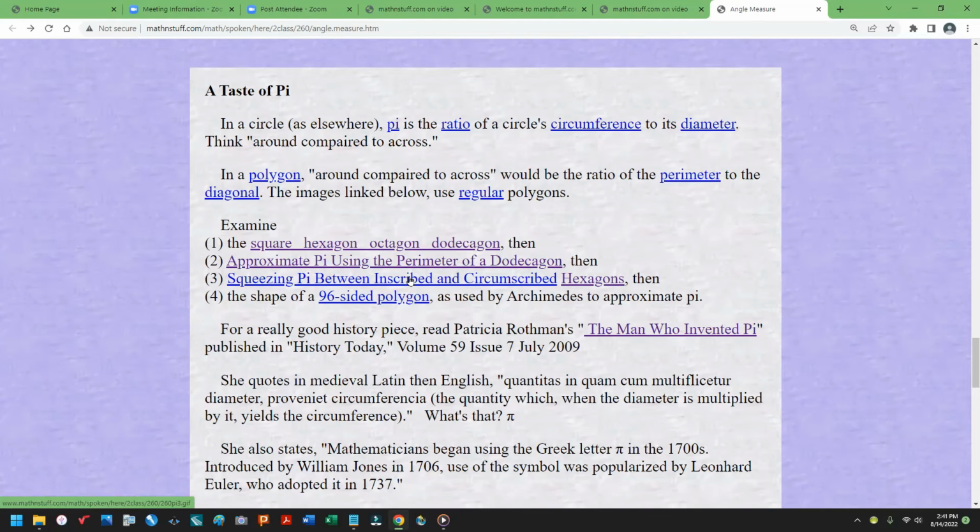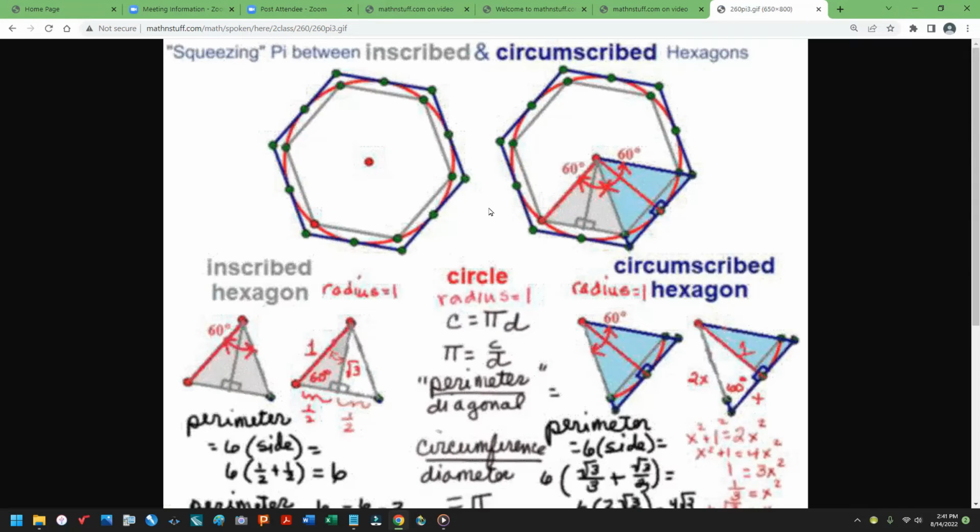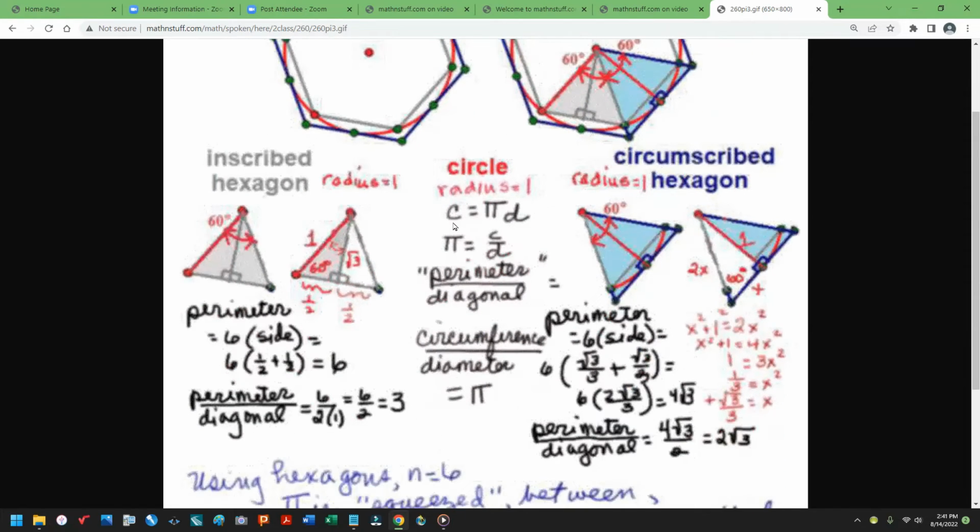Again, we talked about squeezing. Here's a picture of the squeezing. Here's the inscribed, the inner hexagon, and the circumscribed, the outer hexagon, all the computations there, but the circles between them, quote, between them. A circle is pi times the diameter. That makes pi equal to the circumference over the diameter.